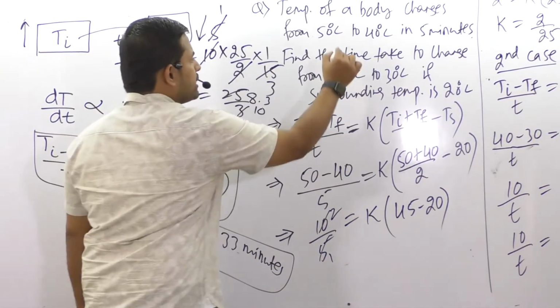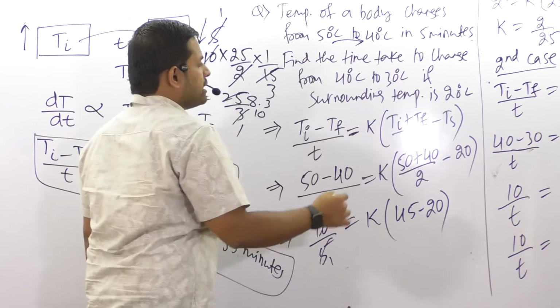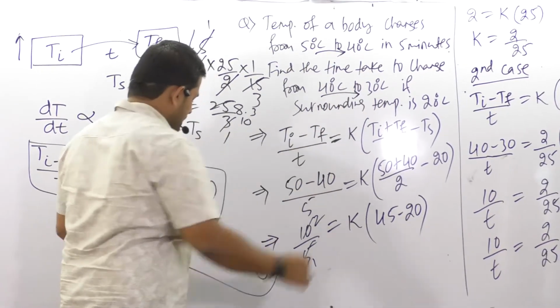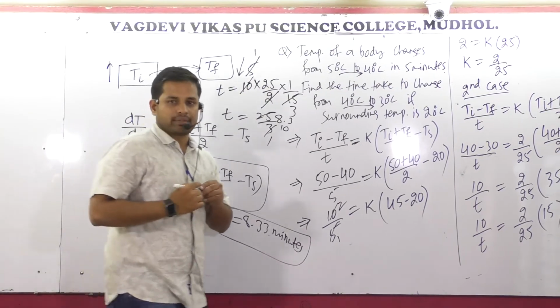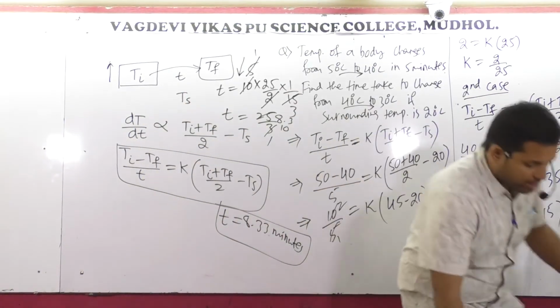From 50 degree to 40 degree Celsius, 5 minutes. From 40 degree to 30 degree Celsius it takes 8.33 minutes. This is a very important conclusion that I gave here. Are you understanding what I am trying to say?